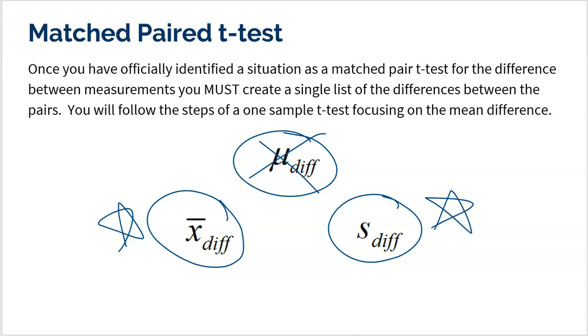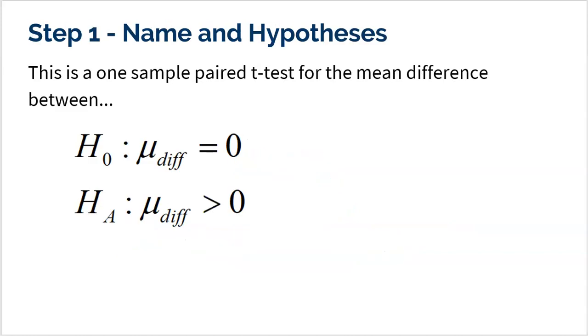So we attach that little subscript diff to focus that this is a difference, right? We're looking at the difference between two sets of data, and all we really care about at the end is that one list of differences, and we're going to get a mean of all those differences. We're going to get a standard deviation of all those differences. All right, let's go through the 4 steps of the test that you should already know very, very well.